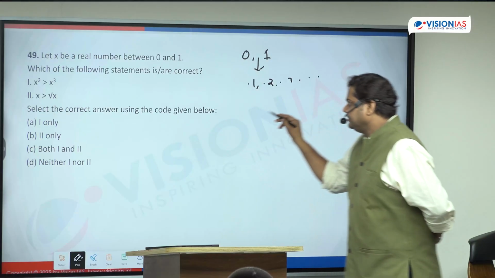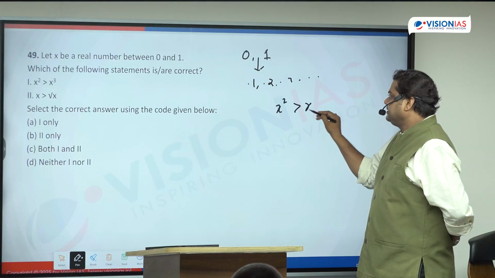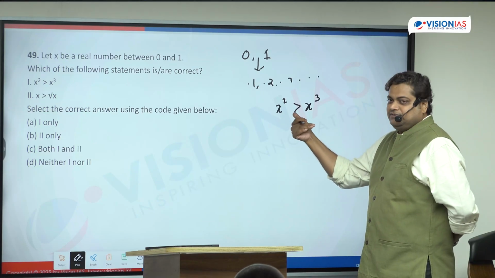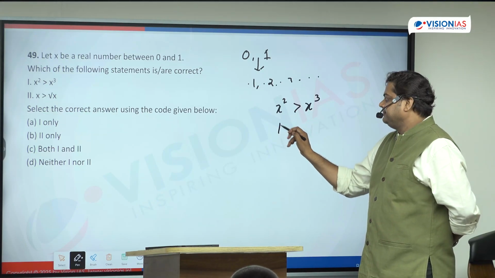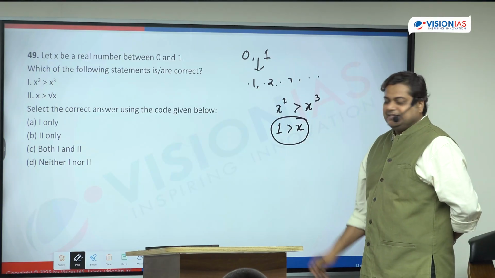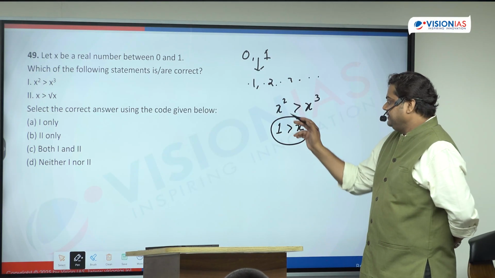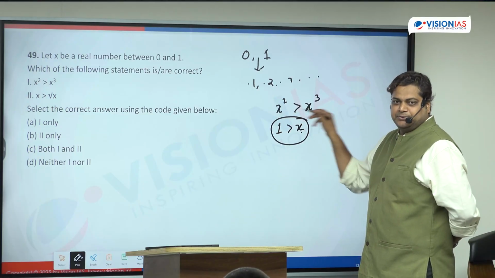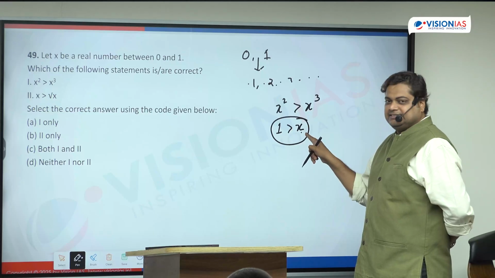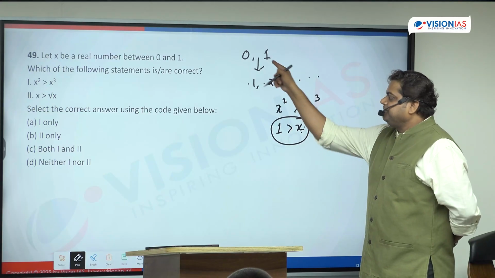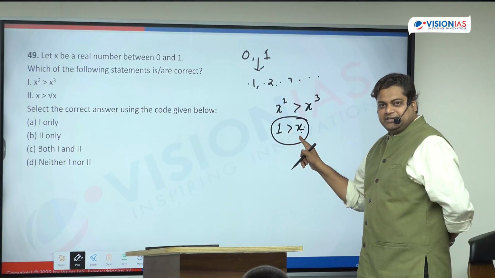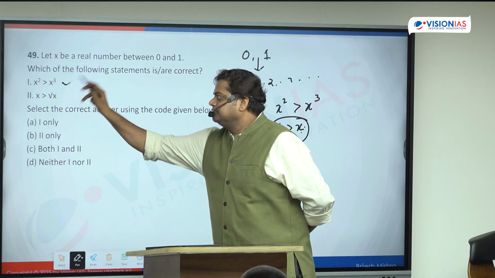The first statement is written: x square is greater than x cube. If we simplify it, if we divide by x square, 1 is greater than x. Can we have this possibility? Simply I divided both sides by x square, left hand side and right hand side. What we are getting? 1 is greater than x. But the value of x is between 0 and 1, so 1 will always be greater than x. That means this statement is correct.